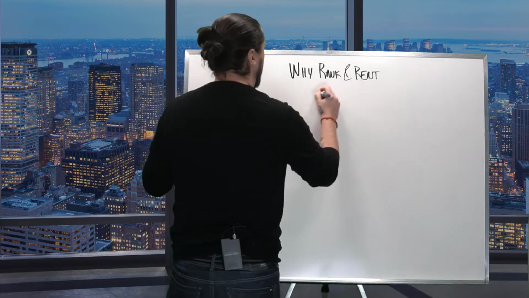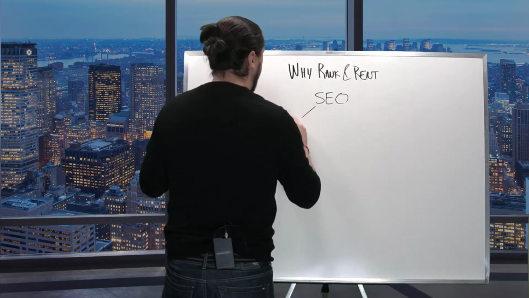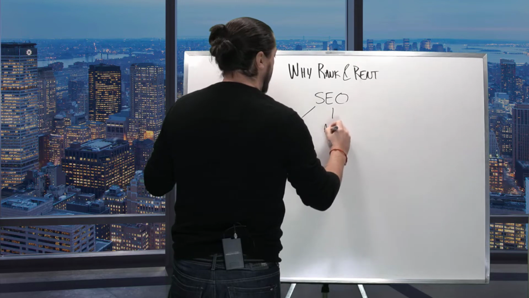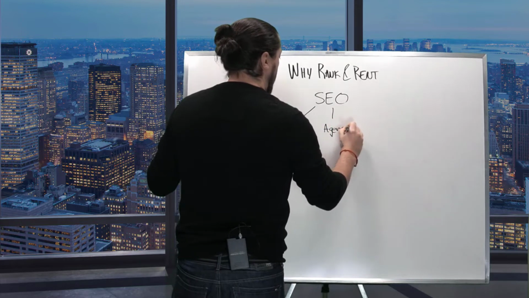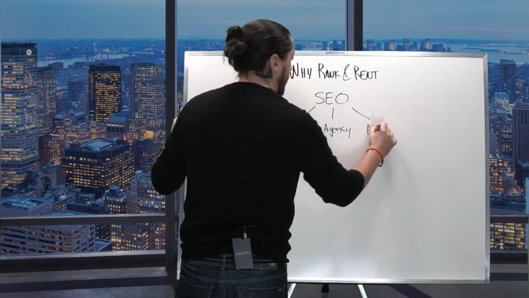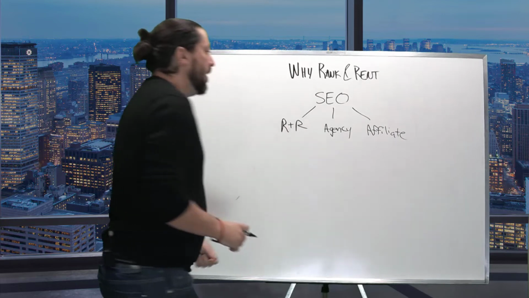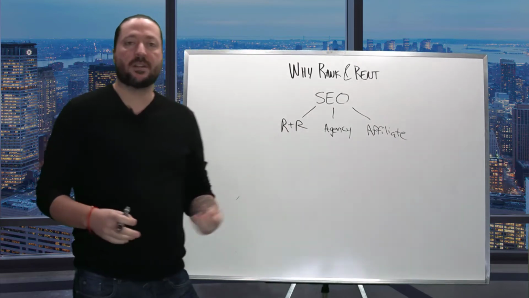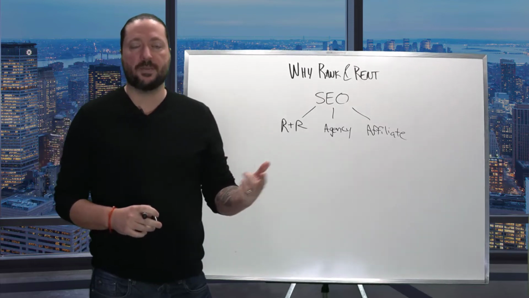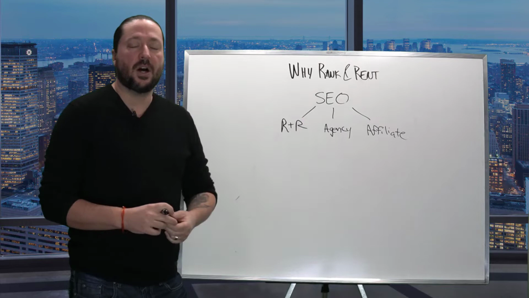So let's just look at SEO like this, okay? We have SEO, and then we have rank and rent, and I'll just write R&R, okay? We have agency, okay? And then we have affiliate, okay? Now, each of these models basically requires the same thing. You have to do keyword research, you have to do on-page optimization, you have to do link building in order to get your sites ranking at the top of Google.